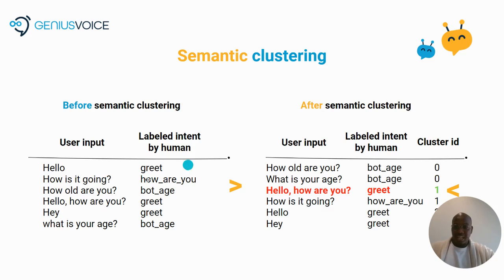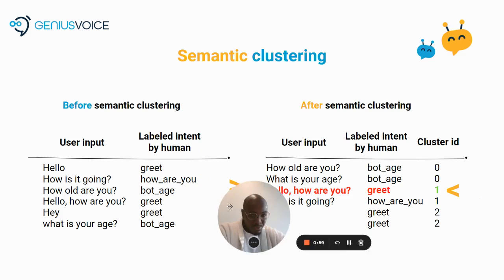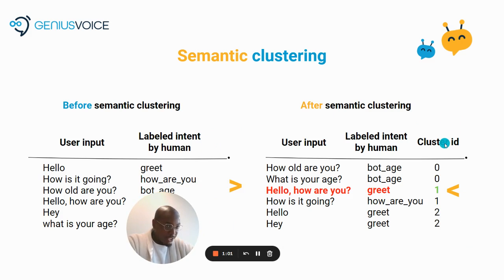Okay, so on the left side, in the first column, we have user input. In the second column, we have the labeled intent by a human. And if we would use semantic clustering, we would get another column here, which is the third column with cluster IDs. And that can help us to one, discover intents, and two, try to see if there is incorrectly labeled data in our training data.